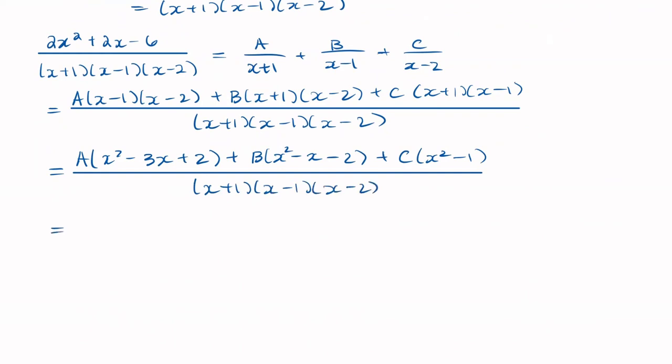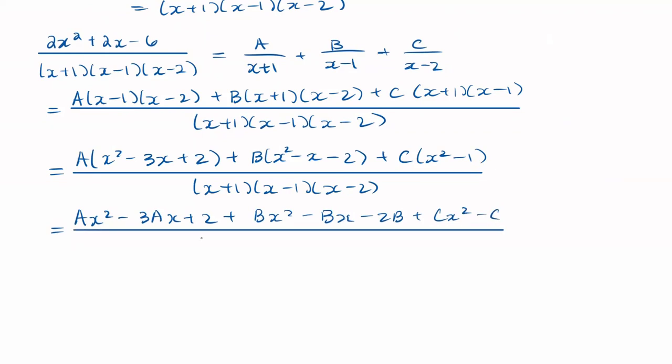So that means if I expand it once again, ax squared minus 3ax plus 2a plus bx squared minus bx minus 2b plus cx squared minus c.